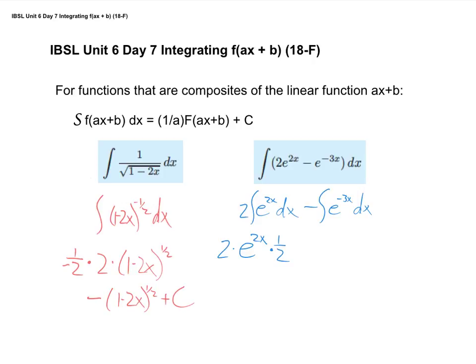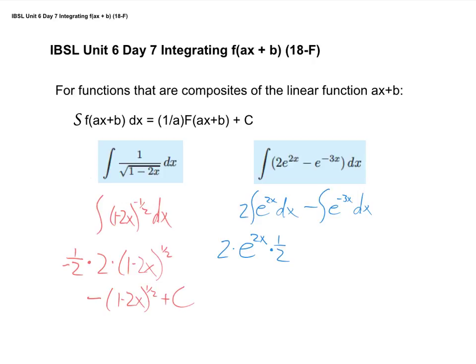The derivative of 2x is 2, so we're multiplying by 1 over 2. That's where this 1 over a comes in. Well, I guess in this situation it's just an easy example, but you could already see that it would just be e to the 2x, because if you look at it the other way around, when you take the derivative of e, you also take the derivative of the exponent. So that would be 2.